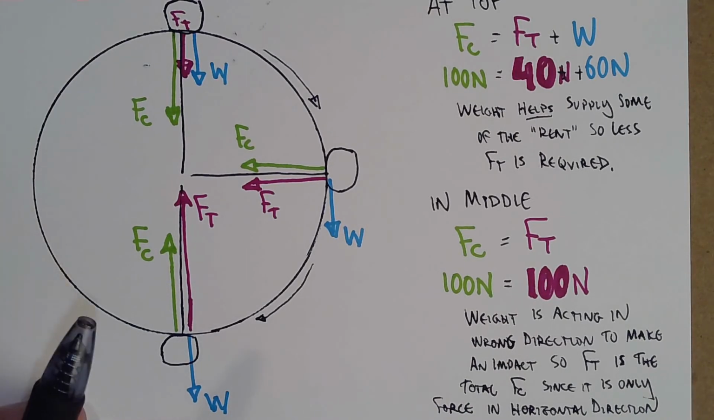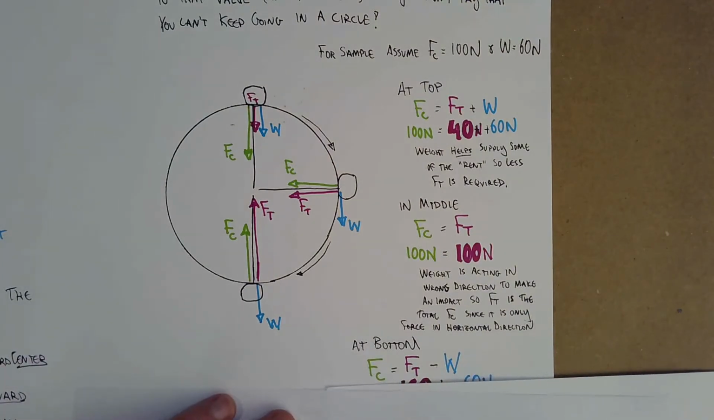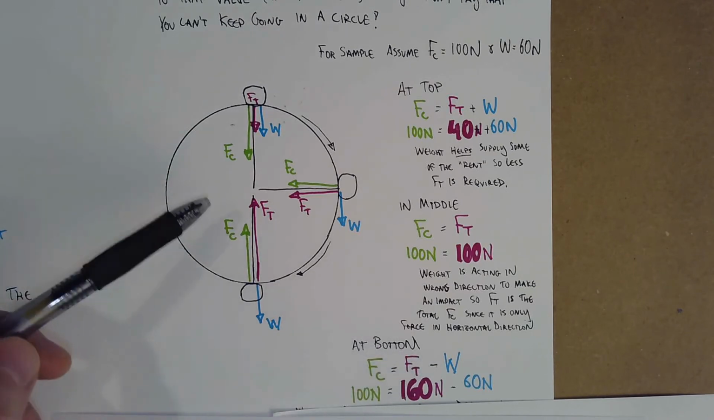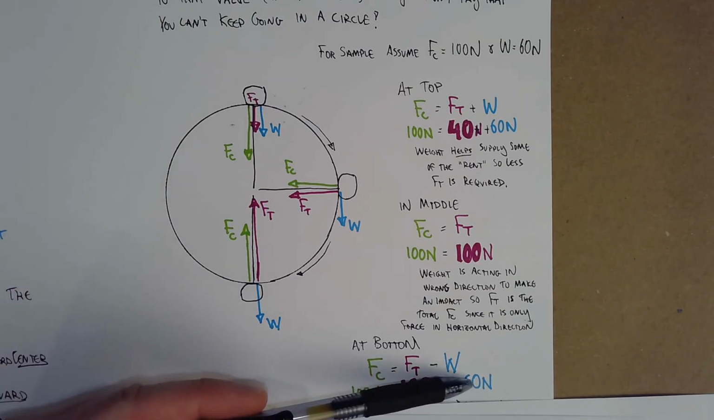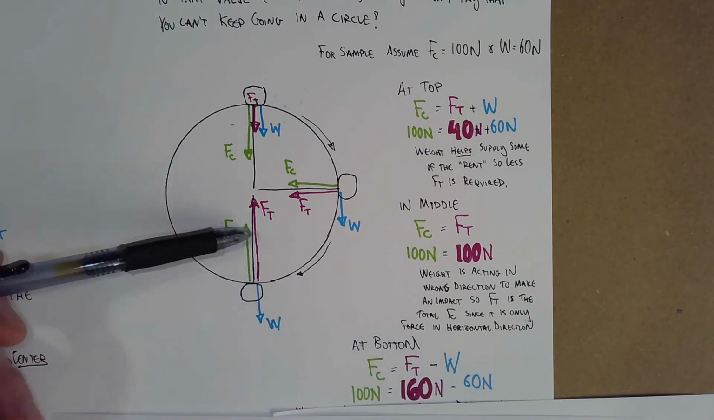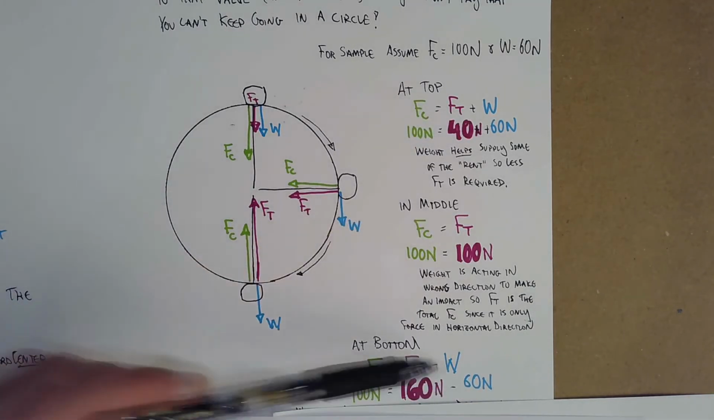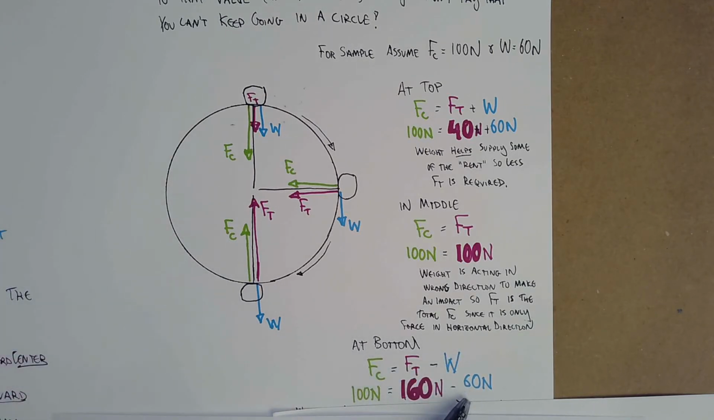So at the bottom, the calculation, similar but not identical, is that the weight is working against you instead of with you. So the centripetal force never changes, the weight never changes, but its orientation with respect to where you need to be going is in the opposite direction, so that changes the plus to a minus. In order to pay off the weight's debt and still have 100 newtons left for the rent, you need to come up with 160 newtons.